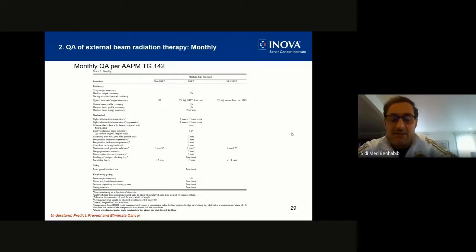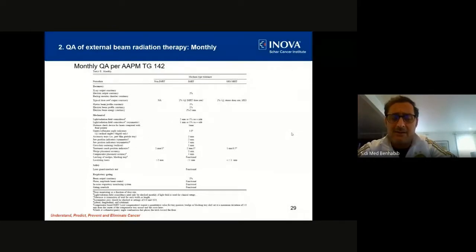Even Varian, in the release document for the MPC, clearly states that this MPC check cannot replace your output check. So if there's a legal issue, if you are using the MPC for a daily QA of the output, and something happens and there is a legal issue, then in court you will definitely lose the battle, because they very clearly give this statement.